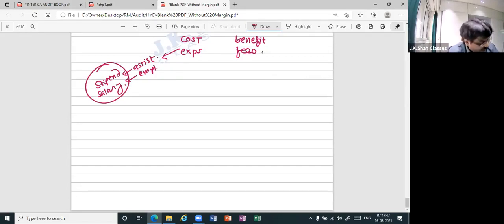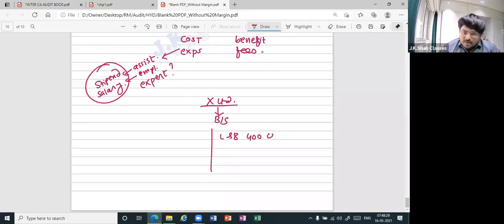One more, auditor can use the help of an expert. What do you mean by that? Take an example. Say I am auditor of X Limited. Say in the balance sheet on the asset side, they have land and building, say 400 crores.